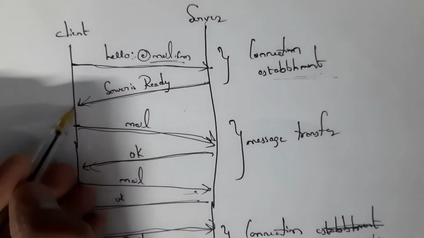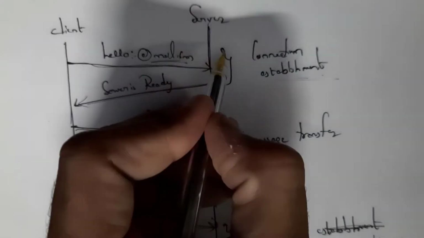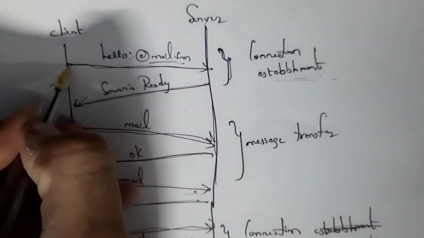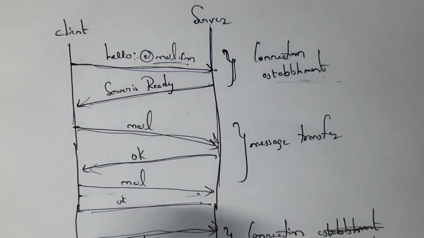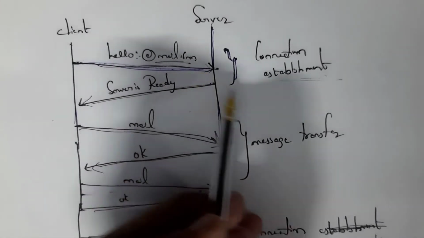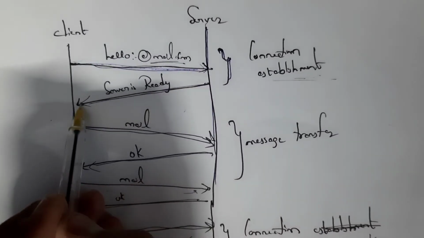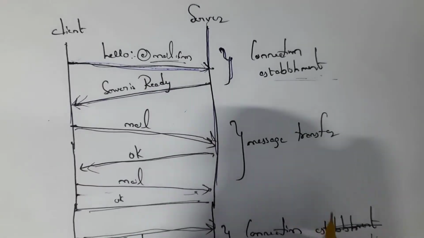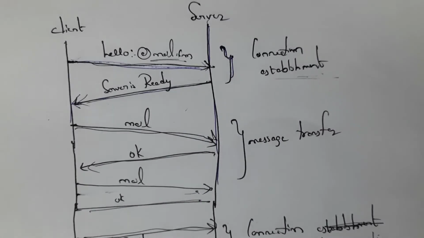There is a client and there is a server. First, these two, client and server, want to establish a connection between them, so the client sends a hello message, hello mail, to the server. Similarly, the server sends a ready message to the client, saying that the server is ready. By this, the connection is established.